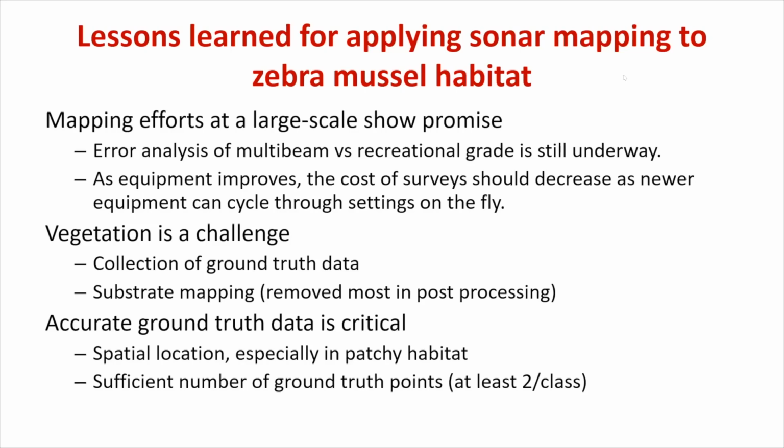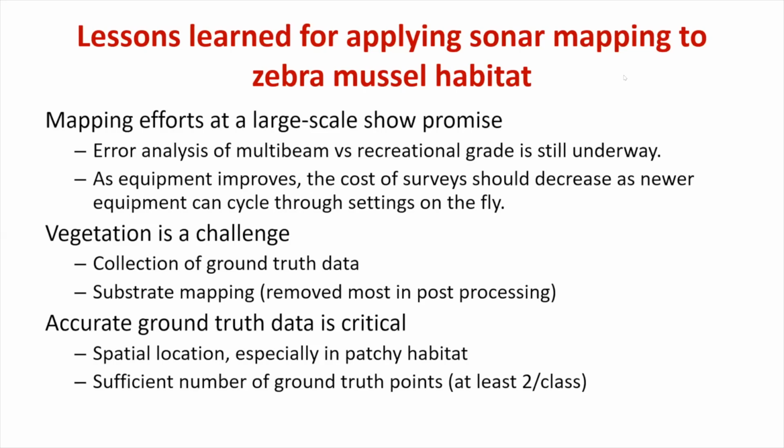And the final lesson learned is that accurate ground truth data is really critical to getting an accurate map. This includes not just the information about what the ground truth point is, but also an accurate measure of the spatial location. And this is really important when relating the ground truth information to sonar information in areas of patchy habitat.